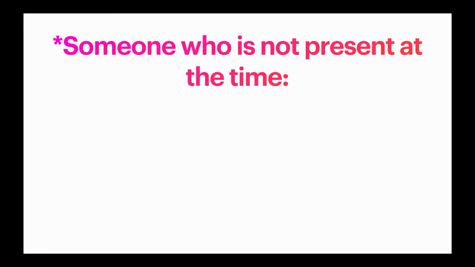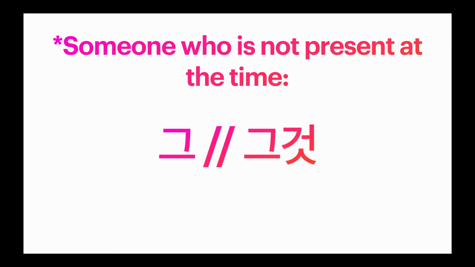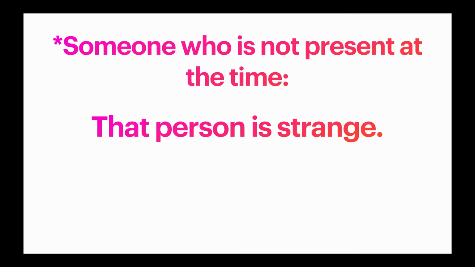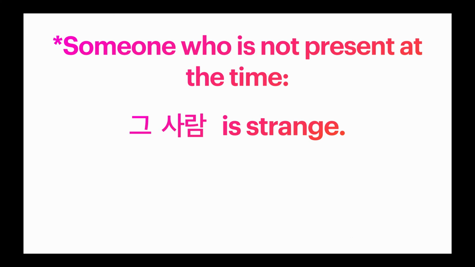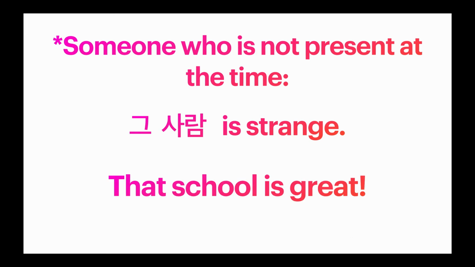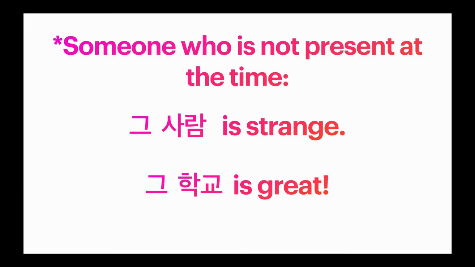Okay, now just a quick side note. Someone who was not present at the time, or something that you're talking about that's not present in your visual sight at the time, you're going to use 그 and 그것 as opposed to 저 and 저것 for this one. So for example, that person is strange. That person is nowhere to be seen. That person is not here with us in the moment. We will say 그 사람. Or that school is great. We can't see the school right now, but we've been talking about this particular school. We would say 그 학교.